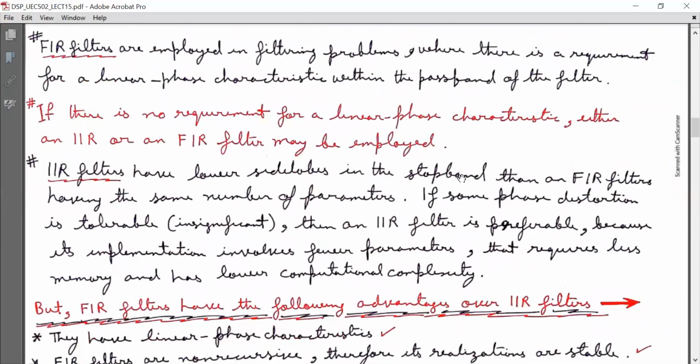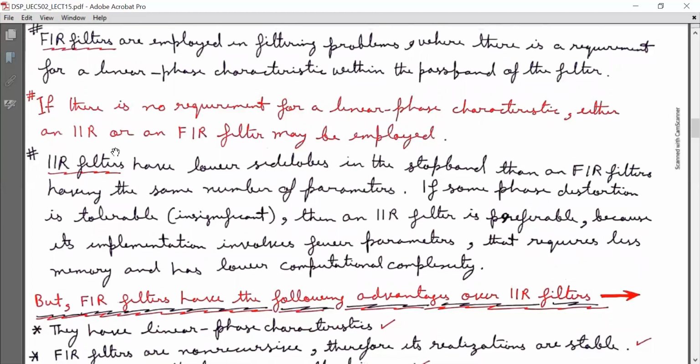The FIR filters are employed in filtering problems where there is a requirement for a linear phase characteristic within the passband of the filter. This is very important. If there is no requirement for a linear phase characteristic, either an IIR or an FIR filter may be employed.